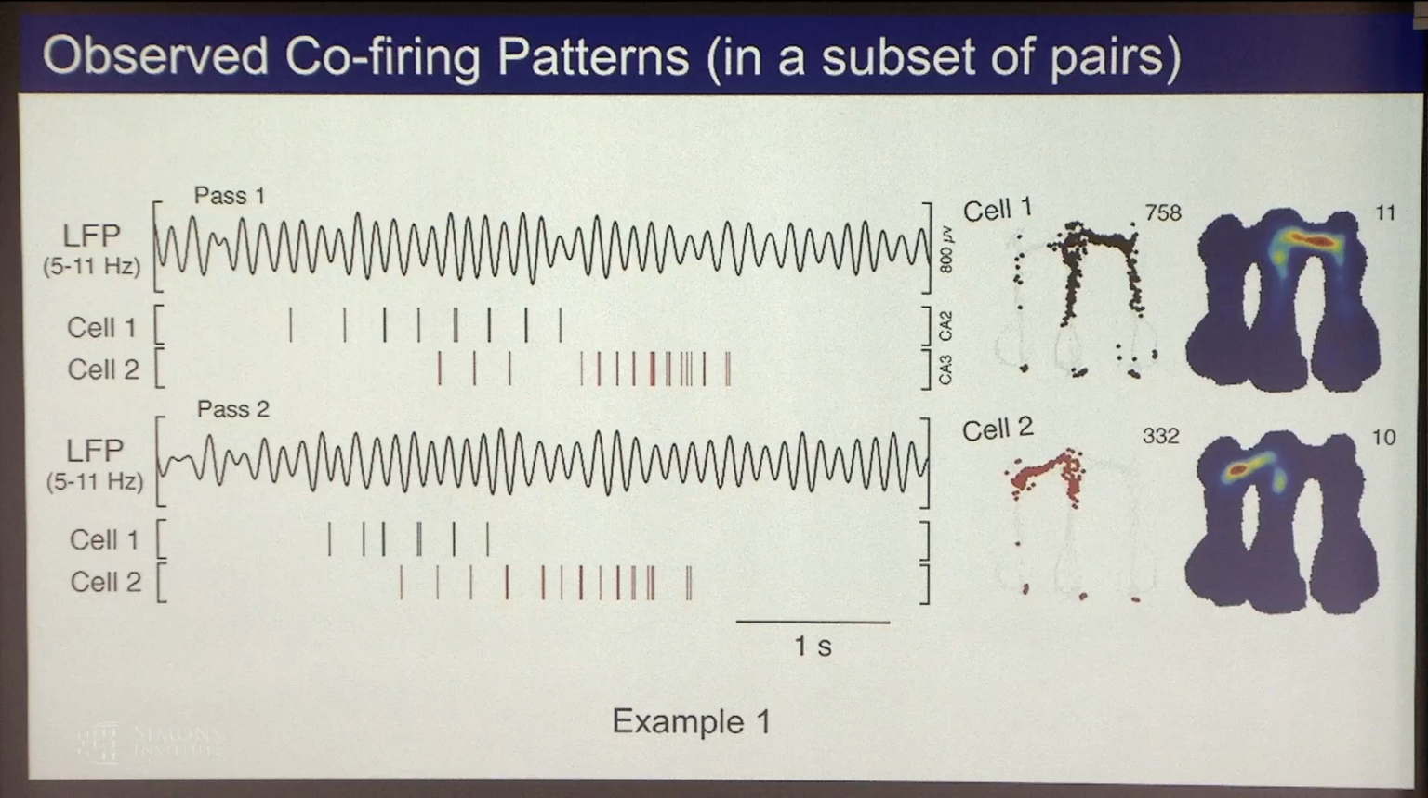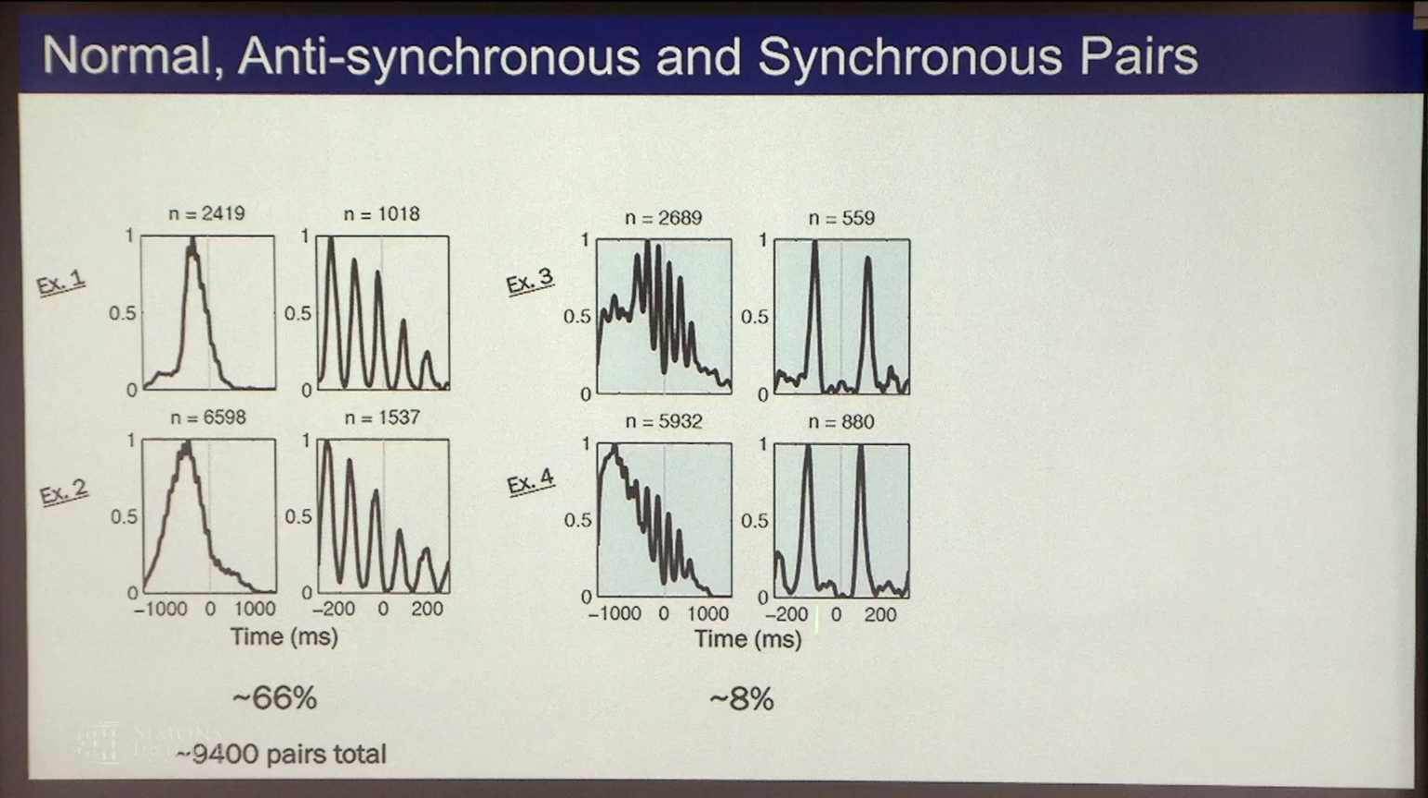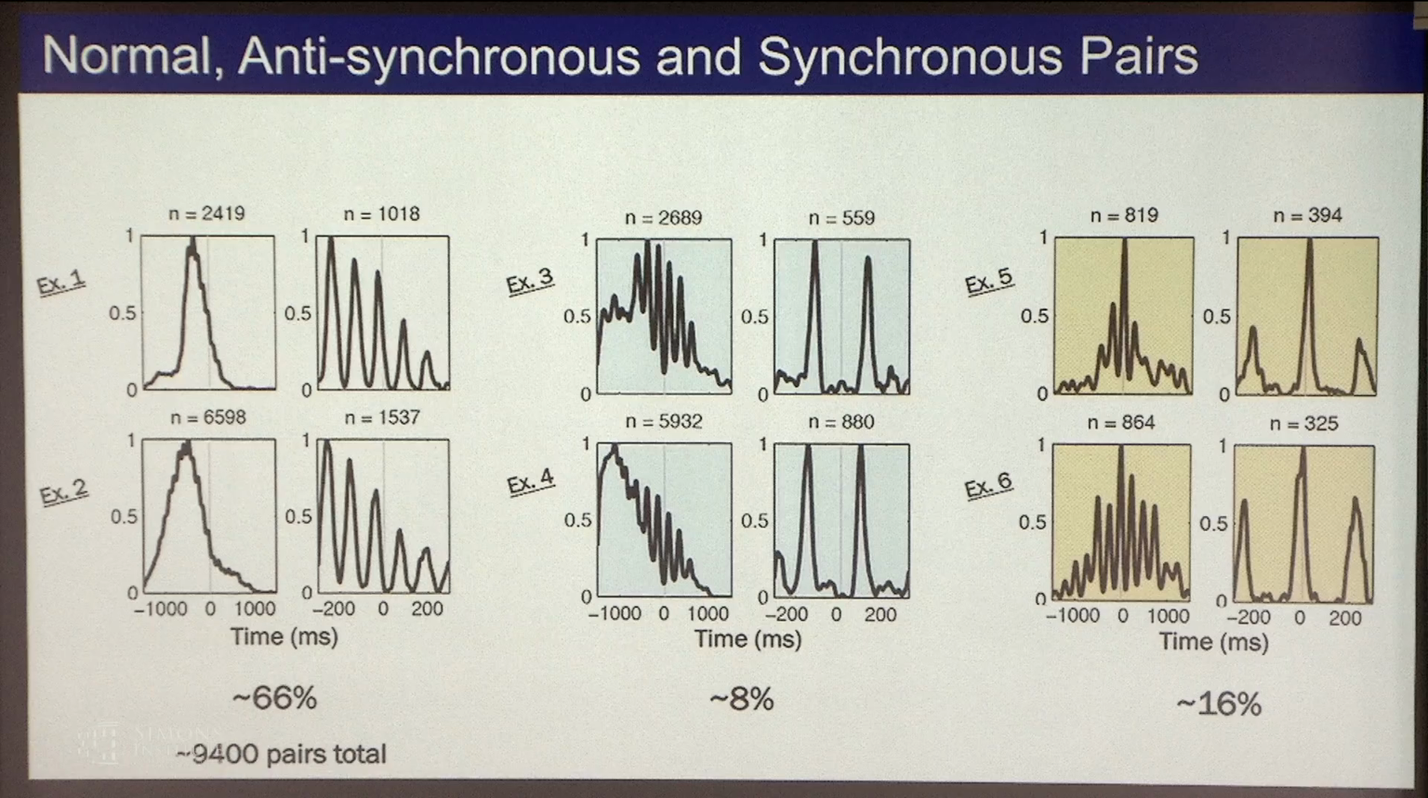Okay, so if we look at this and ask what we see in the cross-correlations of these cells across all of the 9,400 pairs of neurons that we have in our data set, about 66% of them, two-thirds, do the canonical fire one then the other in every theta cycle thing. About 8% of them are perfectly anti-synchronous. They fire not at all together at time zero, but they fire quite often on every other cycle. About 16% of them are perfectly synchronous on every other cycle of theta. So when one fires, then the next, then they pause and fire together.